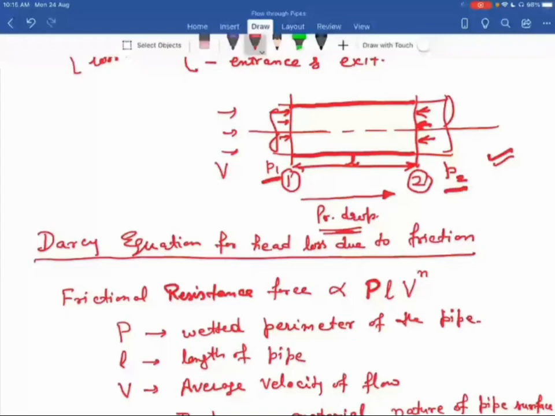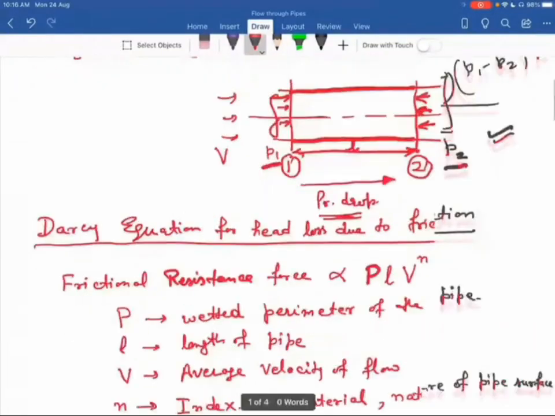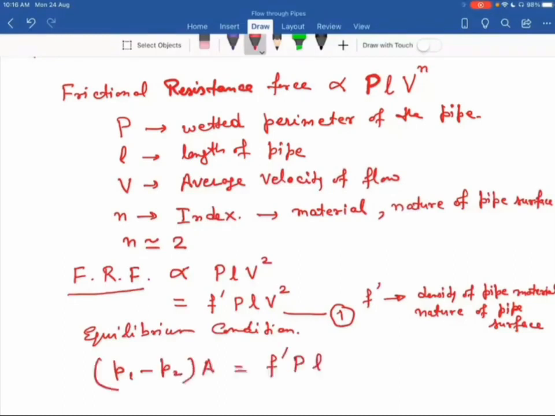Okay. Now, if I write this pressure drop, that's P1 minus P2, in terms of force, I have to multiply this by area. So that comes out to be the net pressure drop, or you can say the net force due to this pressure drop from section 1 to section 2, we can write as P1 minus P2 into the area of the pipe. Okay. So under equilibrium condition, we can write, this is our equation number 2, P1 minus P2 into A should be equal to F dash PL V square.